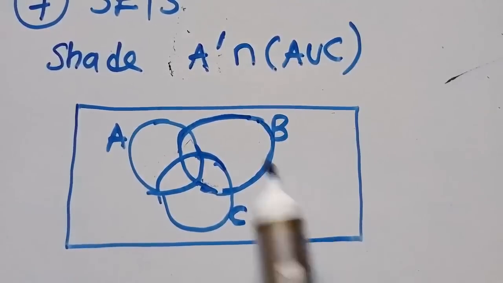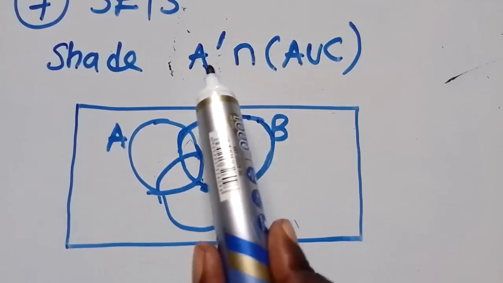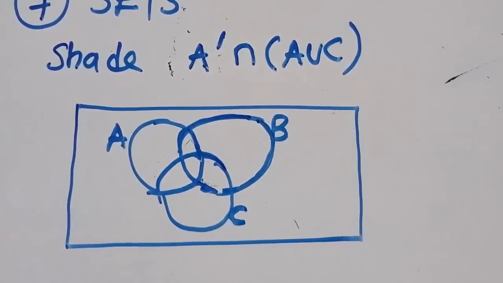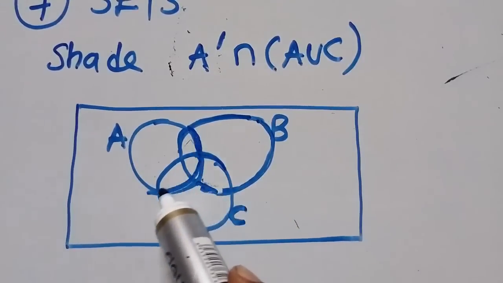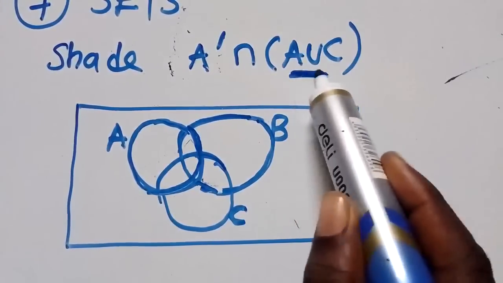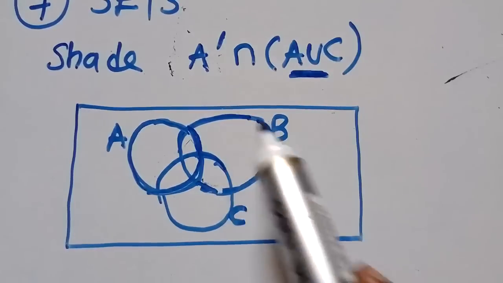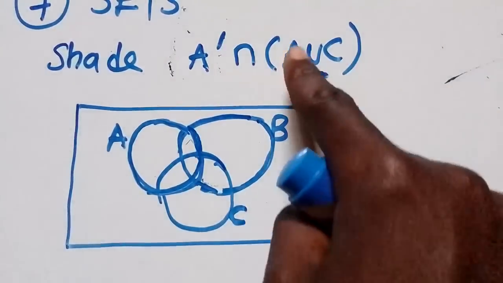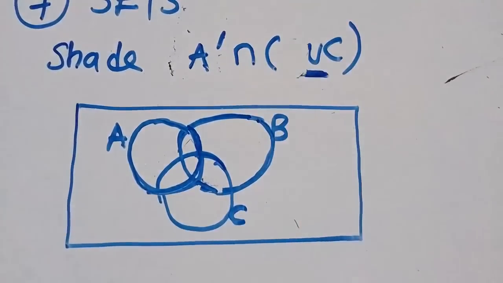What are they saying? They are saying A complement. So A complement, what are we supposed to do? A complement, you remove set A. Then intersection of what? A union C. There was a mistake here. It's supposed to be B. So it's B there. That's a mistake that I made.